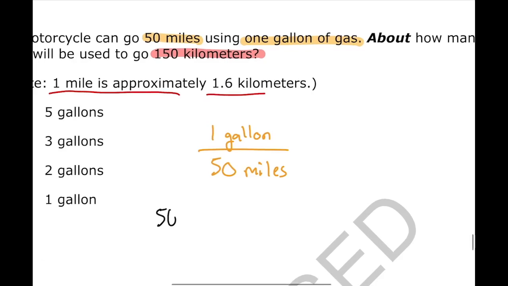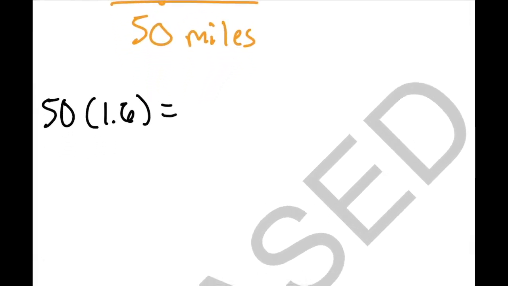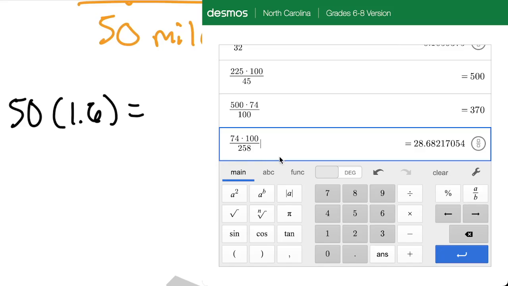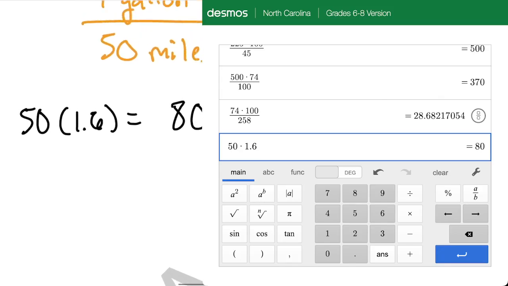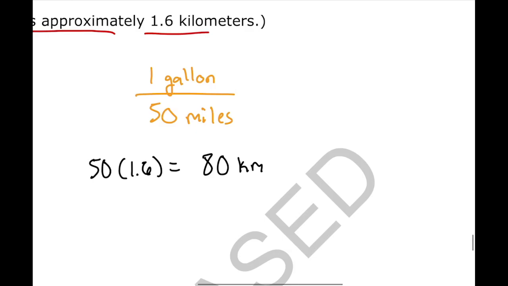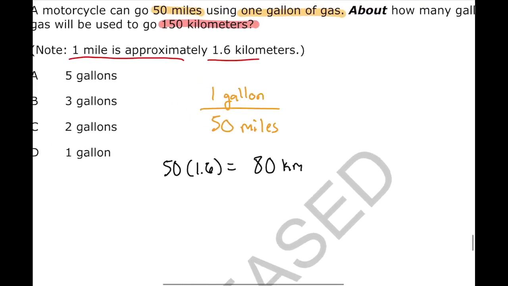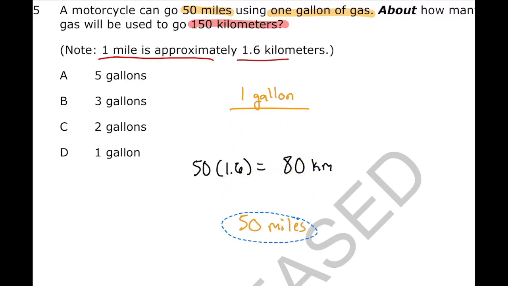So let's do 50 times the 1.6, and that would give us, if I pull up Desmos, 50 times 1.6 would give us 80. So 80 represents the number of kilometers that we can travel on 1 gallon of gas. So I'm going to replace the 50 miles here. I'm going to replace that with kilometers.